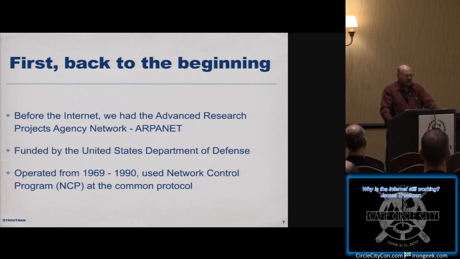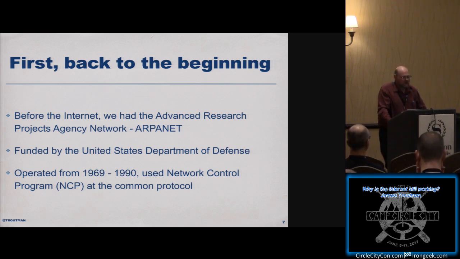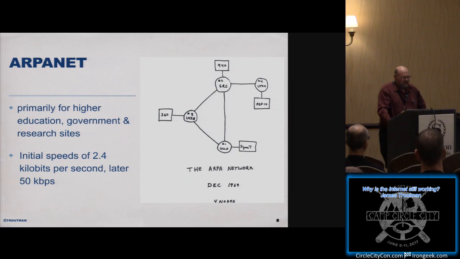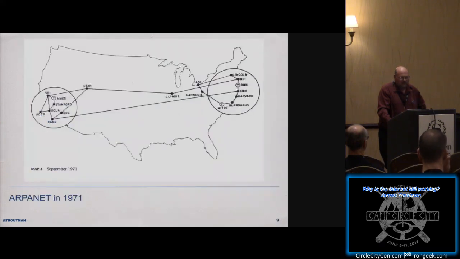So to explain that, we go back to the beginning. Before there was the Internet, there was the ARPANET, and probably many of you have heard of this. It's funded by the United States Department of Defense, came into existence in '69 through 1990, used a totally different protocol called NCP. This would be one of the baby photos of the Internet. The original ARPANET with just 4 nodes in December of 1969. Operated at a whopping 2.4K bits per second, later 50K.